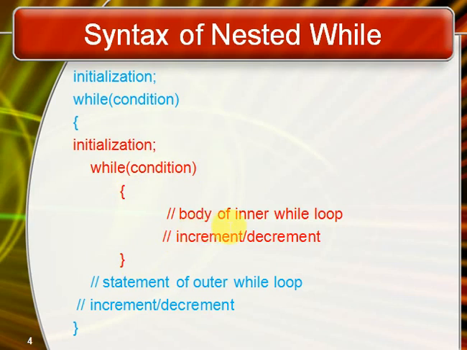statements within the body of the inner while loop, increment or decrement or update part of the while loop, then statements of the outer while loop, increment or decrement of the loop control variable associated with the outer while loop. So it's the general syntax of nested while loop.